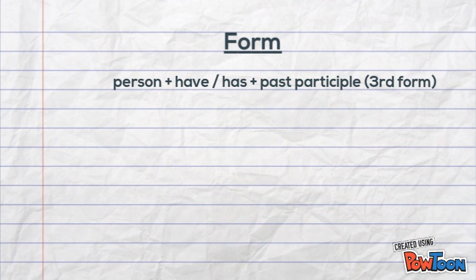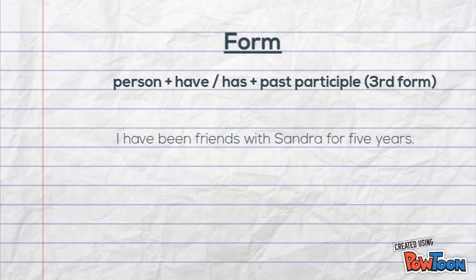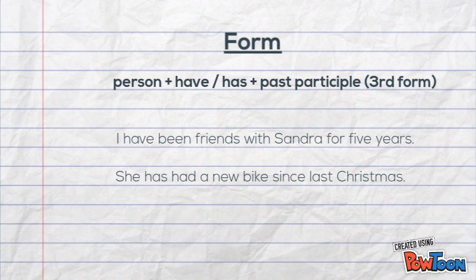Let's look at some sentences now. I have been friends with Sandra for 5 years. She has had a new bike since last Christmas. Where is the present perfect? There it is: have been and has had.